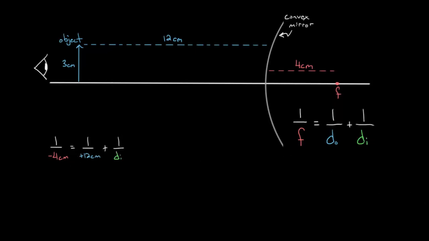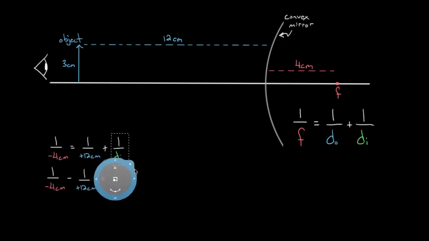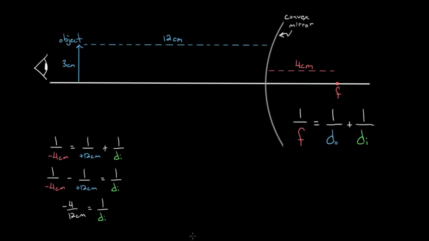So this time if we solve, we're going to have 1 over negative 4, and again, we have to subtract 1 over 12. And that's all going to have to be equal to 1 over the image distance. So now on the left-hand side, we have negative 1/4, but that's the same as negative 3/12. So negative 3/12 minus 1/12 is the same as negative 4/12, and that's got to equal 1 over the image distance. But negative 4/12 is the same as negative 1/3. So 1 over the image distance has to be equal to negative 1/3. And if we flip that over, we get that the image distance finally is going to be negative 3 centimeters.